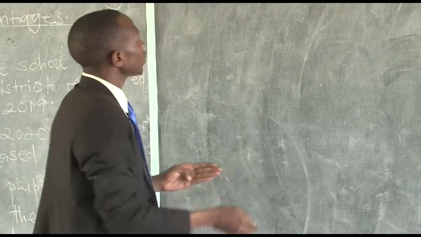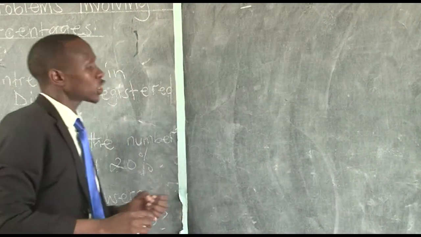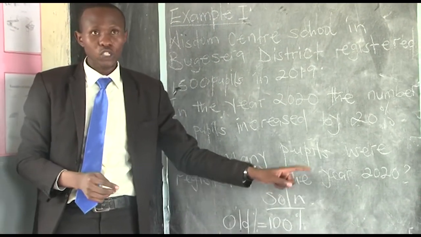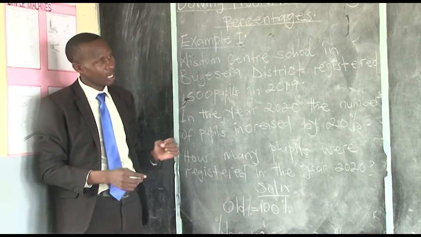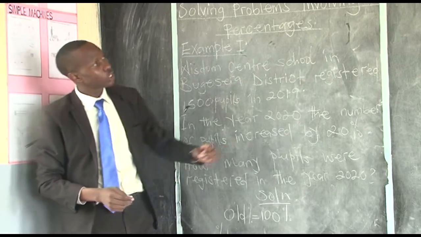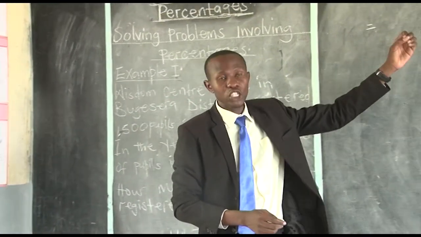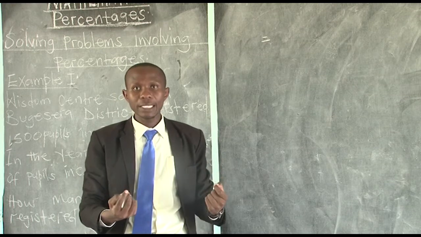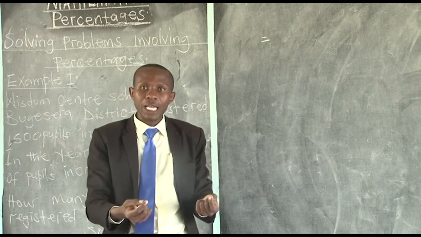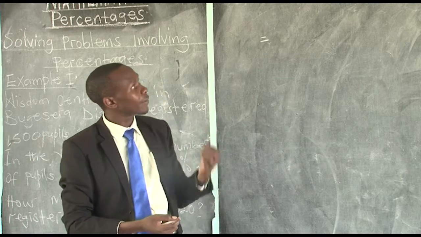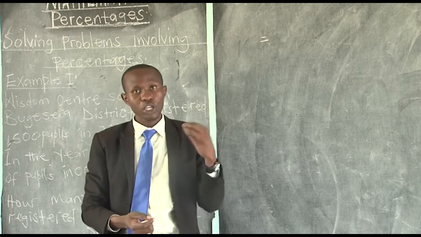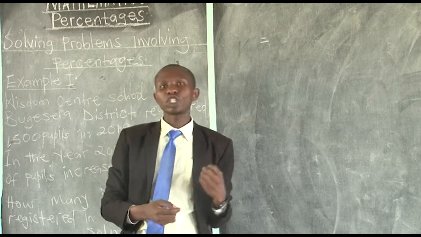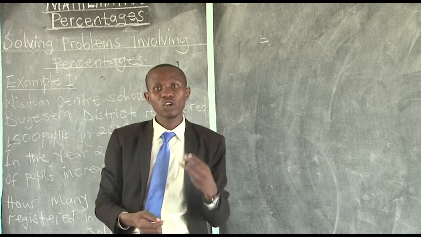So from there, for us to find the number of pupils that are in this school in the year 2020, we shall be required to get our new percentage, which is 120, divided by the original percentage, times the number of pupils that were there in 2019. Because we know 100% was the original percentage with 1,500 pupils as the original number of pupils at Wisdom Center in the year 2019.